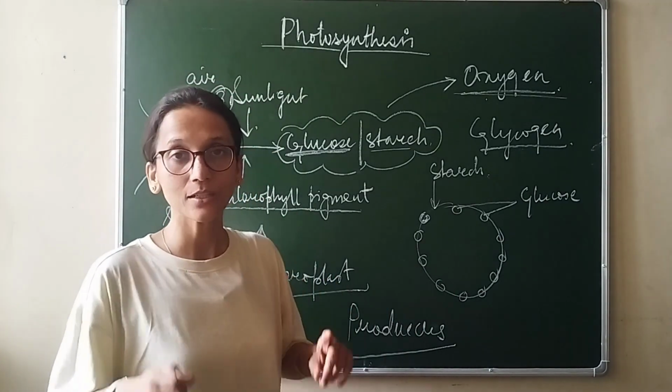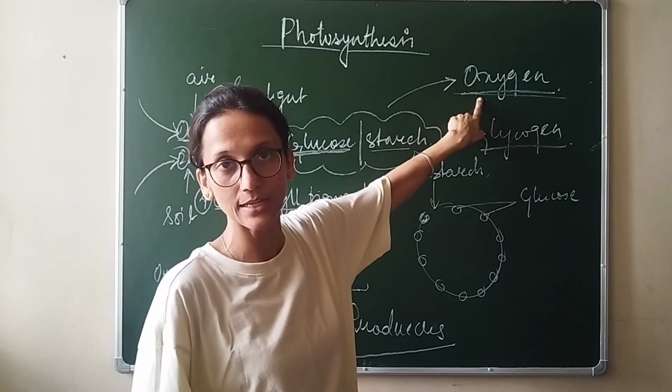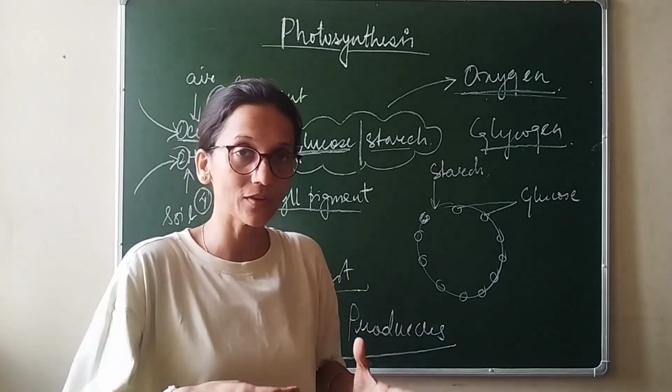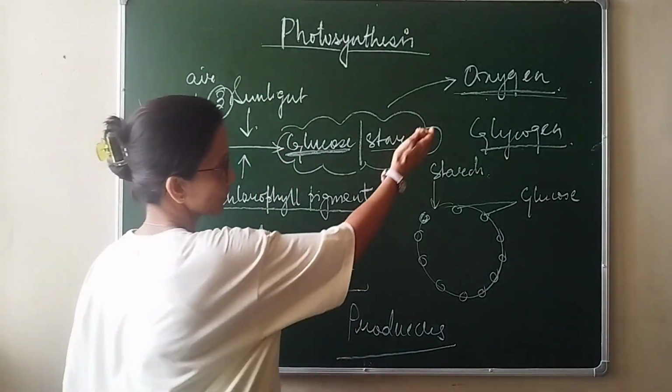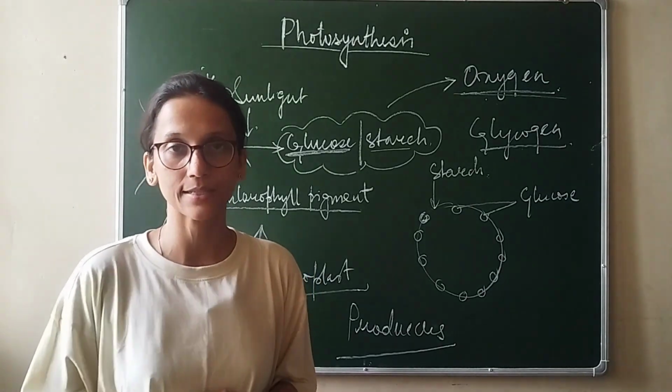Another very important factor because of which photosynthesis is essential is the production of this gas, oxygen. So there are two importance. One is the production of food on which directly or indirectly all the organisms are dependent, and second, the production of oxygen gas. Now let's quickly understand the structure of chloroplast.